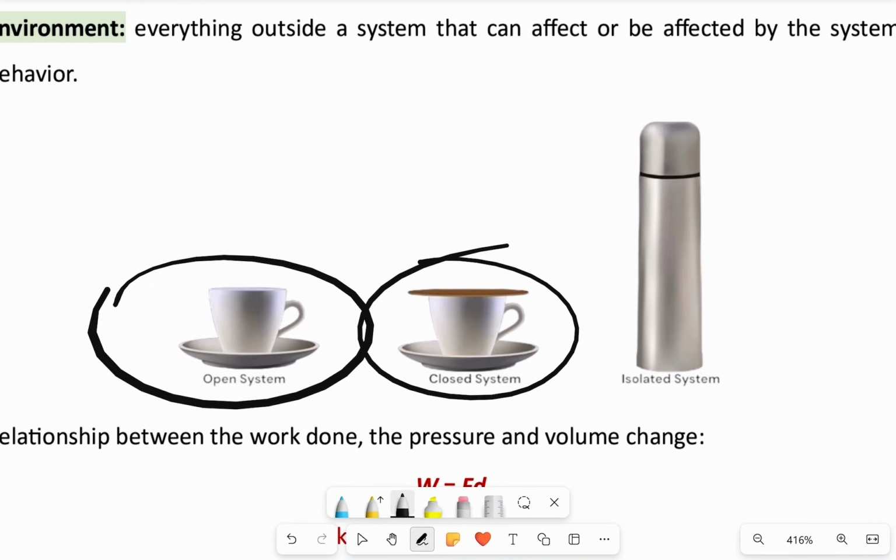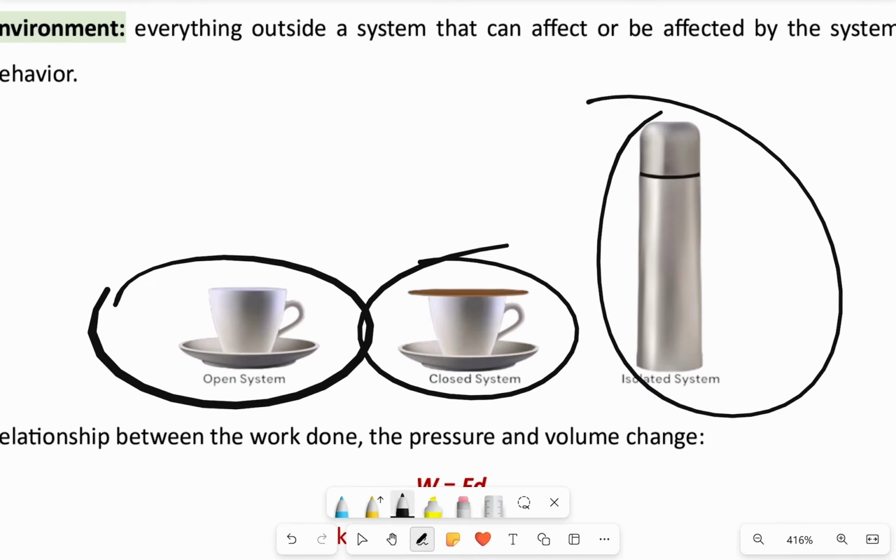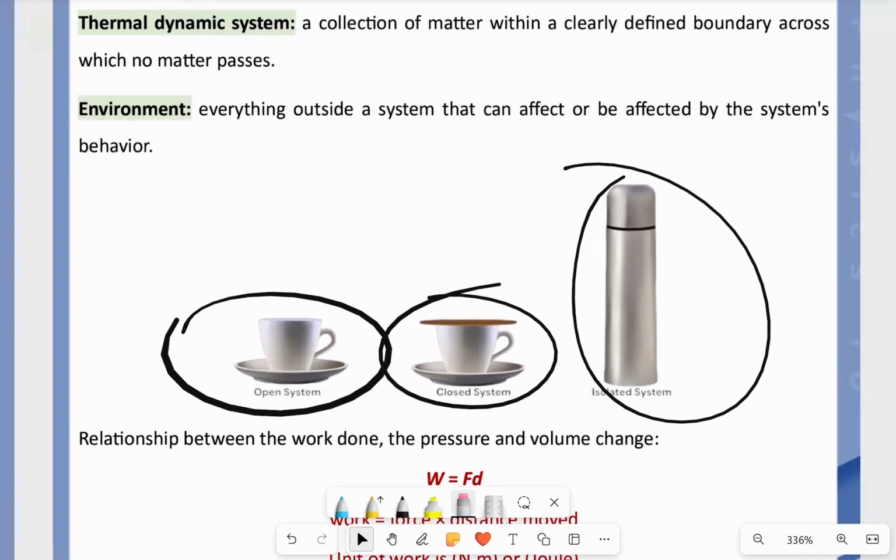Isolated system. What is an isolated system? You have all seen thermos. Thermos is a really good example of isolated systems. There is no exchange of matter and there is no exchange of energy. So if you put hot water, for instance, in a thermos, you can see after 6 or 7 hours, the water is still hot. There is no exchange of matter or exchange of energy.